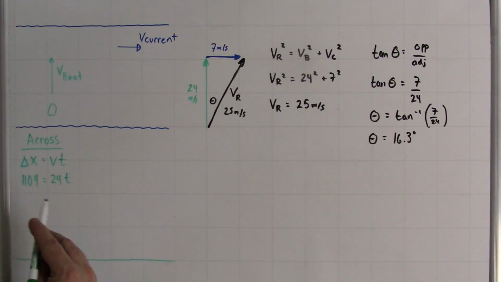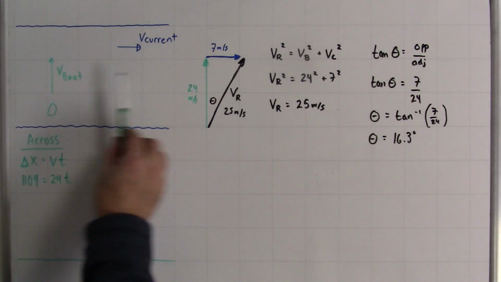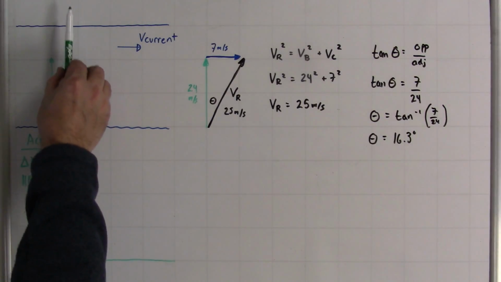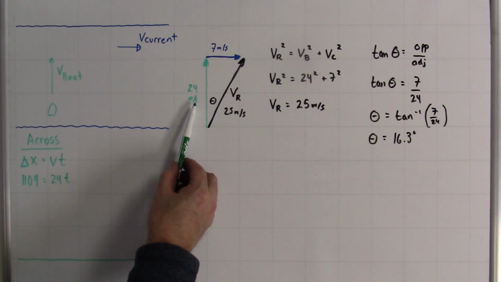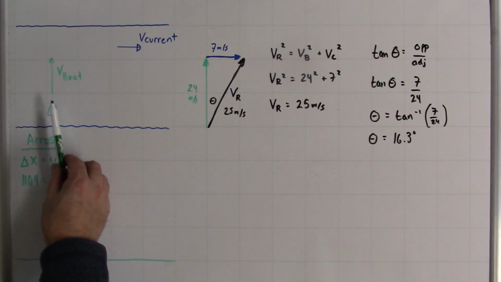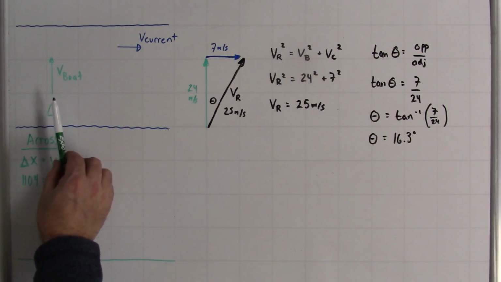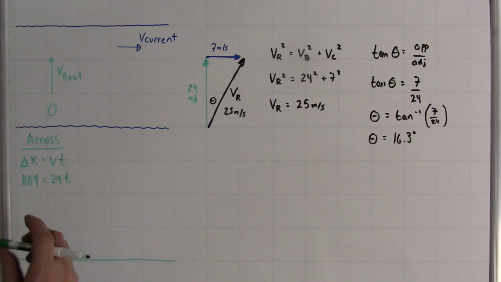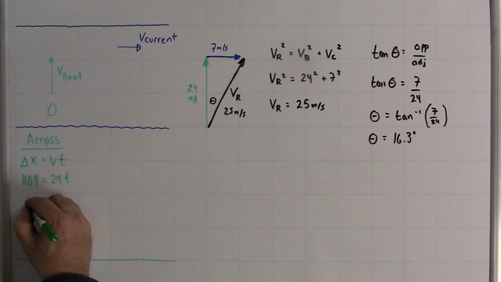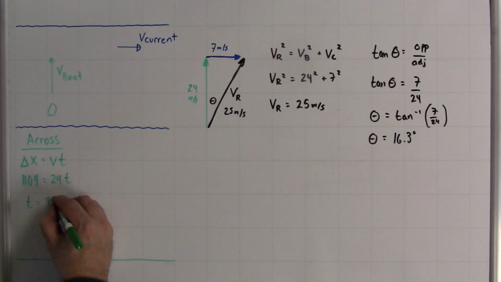Now the thing about that is that regardless of how fast the current is, the boat in the across-the-river direction still has 24 meters per second. So whether the current was on, off, or twice as much as it was, it would still take the same amount of time to get across. So in this case, the time is equal to 46 seconds.